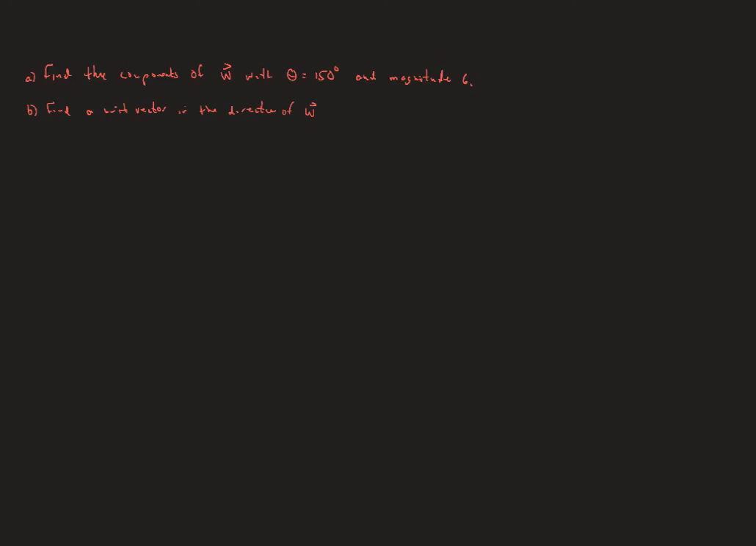So first of all, for part A, we're going to say that this vector W, according to what we just talked about, is going to be the magnitude of W times the cosine of theta, comma, the magnitude of W times the sine of theta. And so that is going to look like 6, which is the magnitude, times the cosine of 150 degrees, comma, 6 times the sine of 150 degrees.